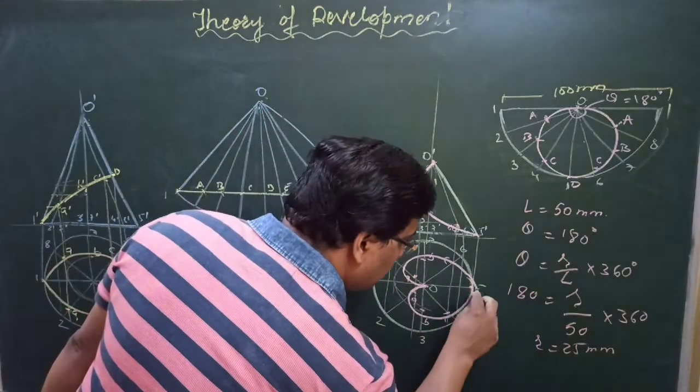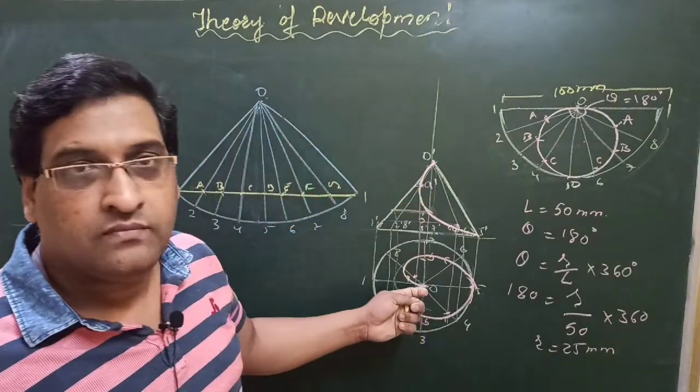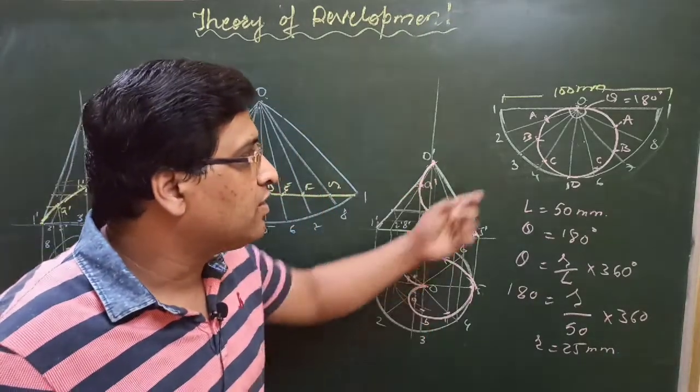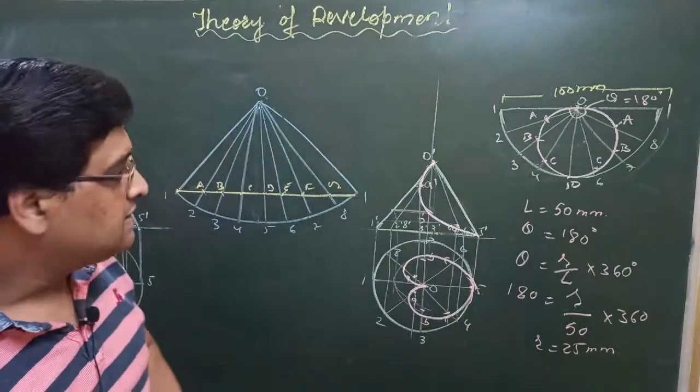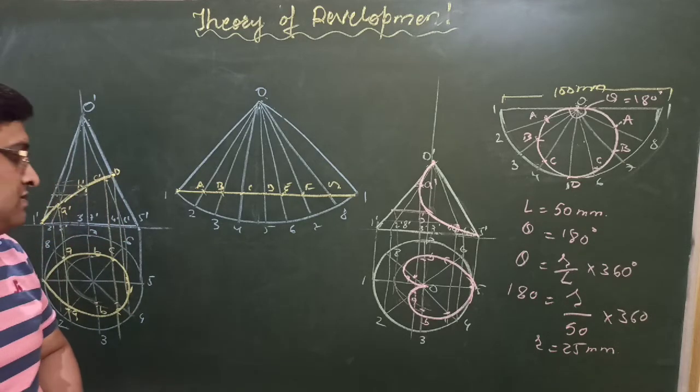Something like a heart shape will be obtained here. So these two are the ink lines in front view and top view as per the question. These two questions are very peculiar and are many times asked in the examinations.